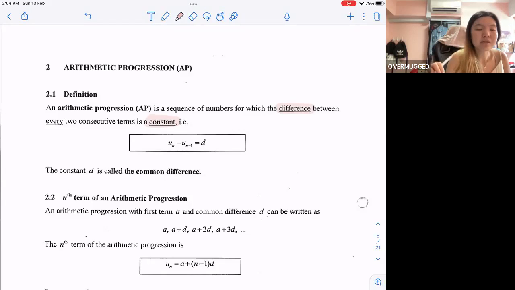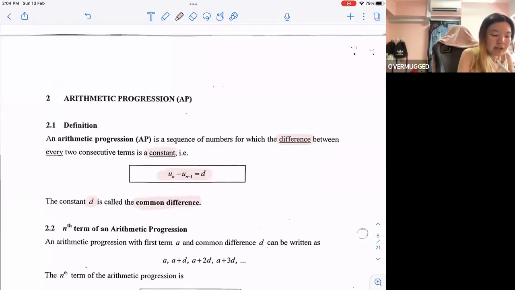Or it could be I plus. It could be from the first term to the second term, I plus 1. Then second to third term, I plus 1 again. That's also known as an arithmetic progression. This constant difference is also known as the common difference, and we denote it by D. And how do you find this D? You take the difference between the two numbers.